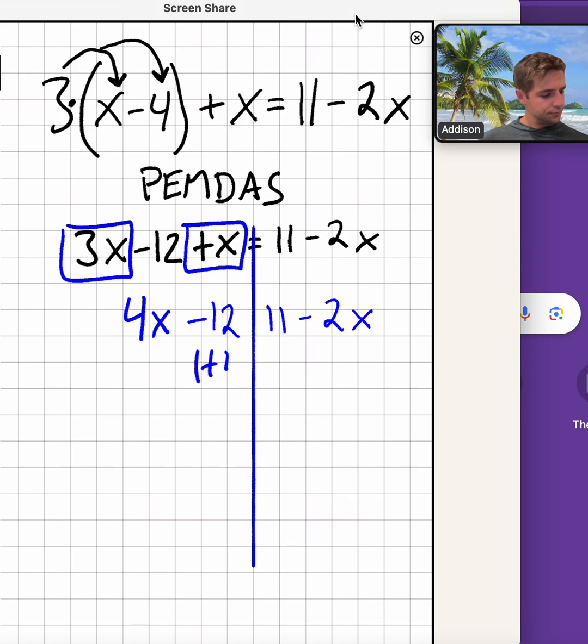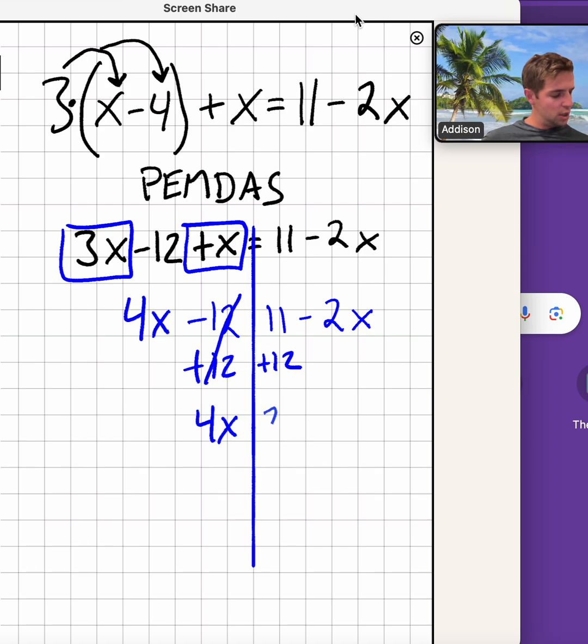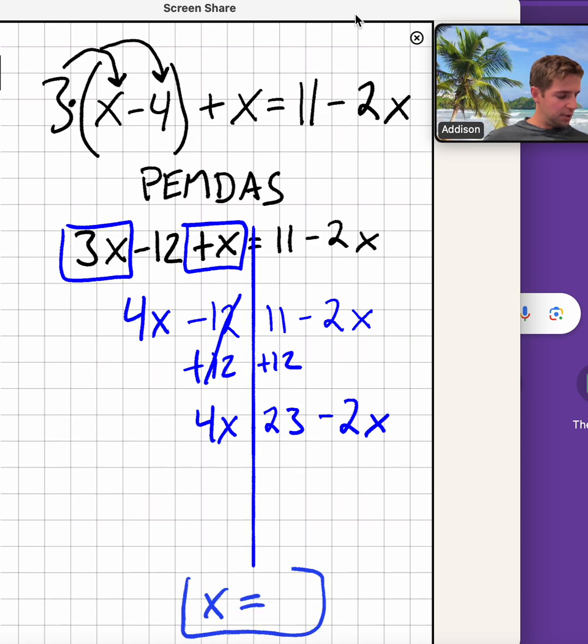Oops. Let's correct that. Add 12 to both sides. There we go. The reason I want to do that is negative 12 plus 12 is nothing. Those cancel out. So I'm left with 4x is equal to 23, 11 plus 12 minus 2x. Okay, now I'm getting closer. If we review where we started to where we're trying to get to, x equals some number, we can see that we are starting to untangle our headphones and get a little bit closer to where we're trying to go.